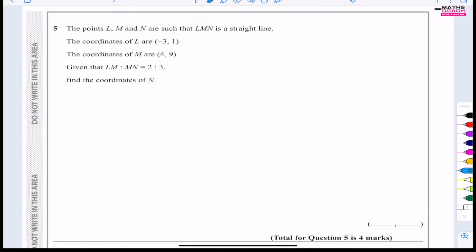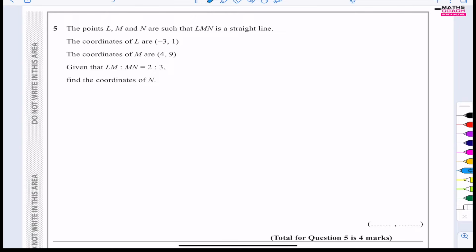Okay, so question 5. The points L, M, and N are such that L, M, N is a straight line. The coordinates of L are such and such, M is such and such. Given that LM to MN is in the ratio 2 to 3, find the coordinates of N.